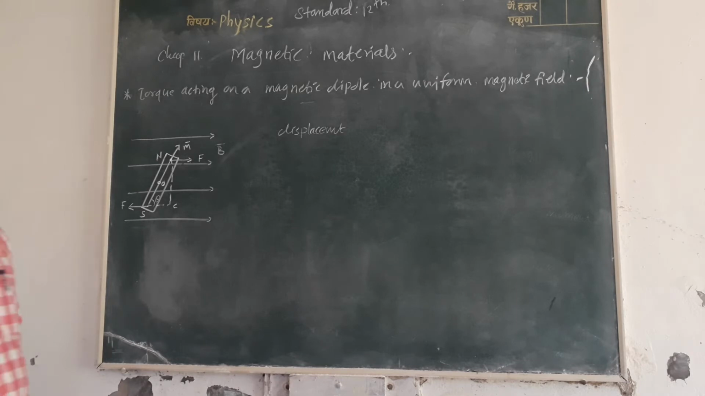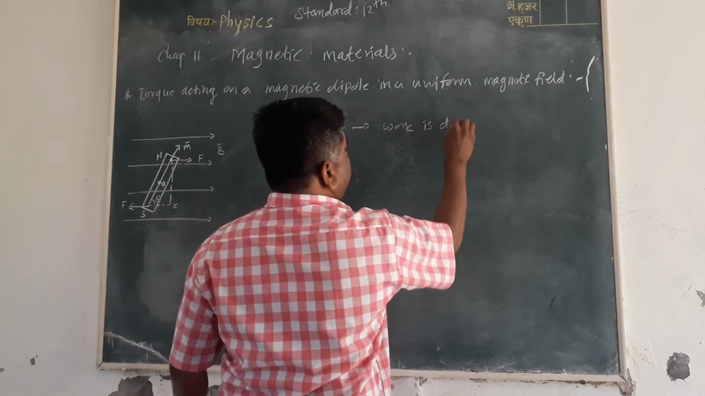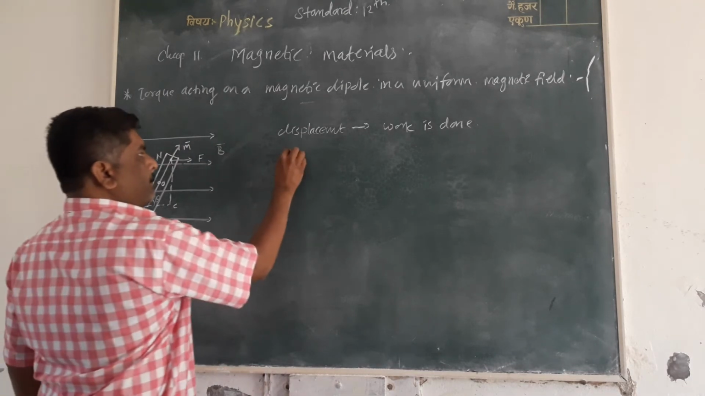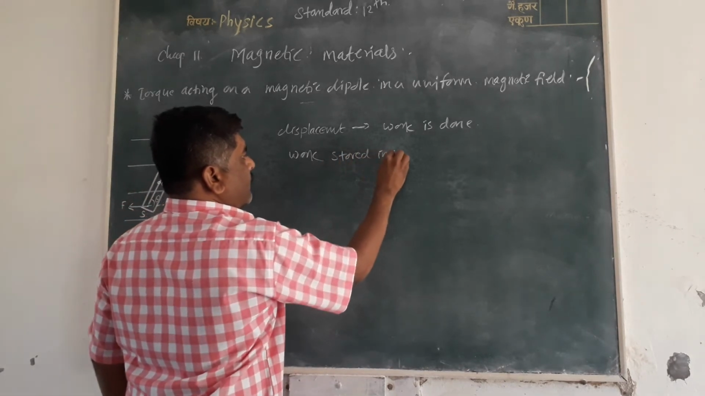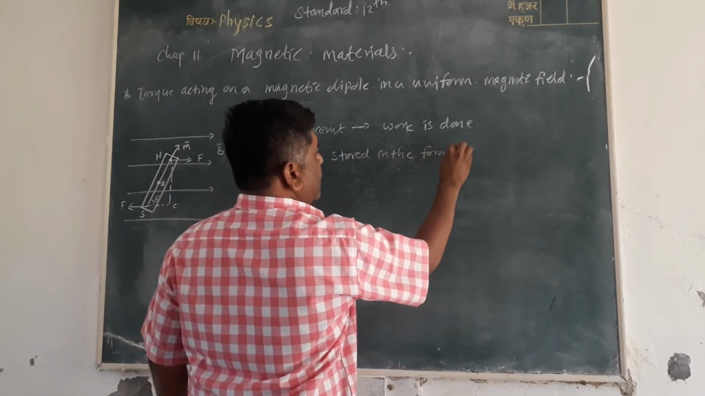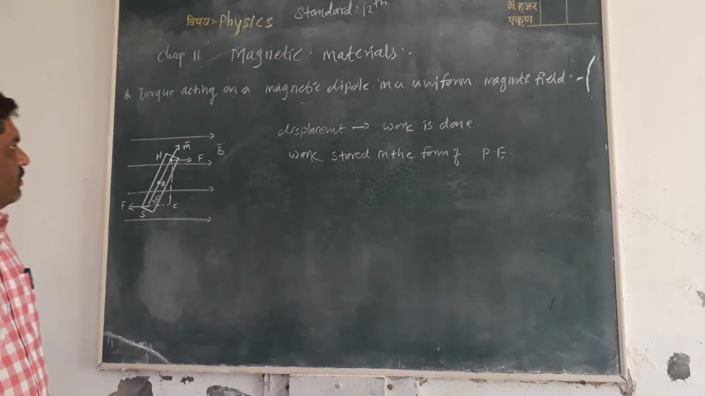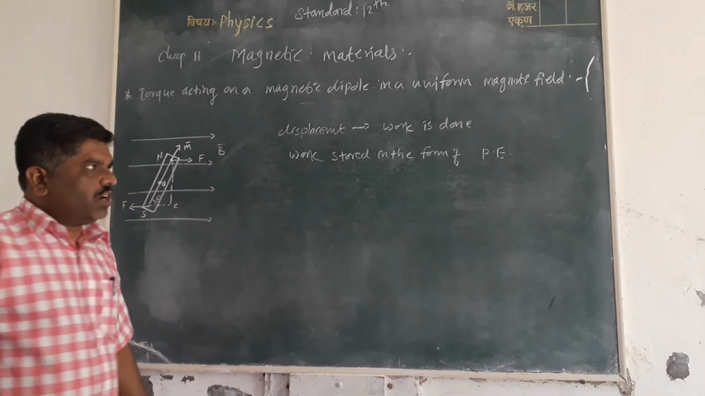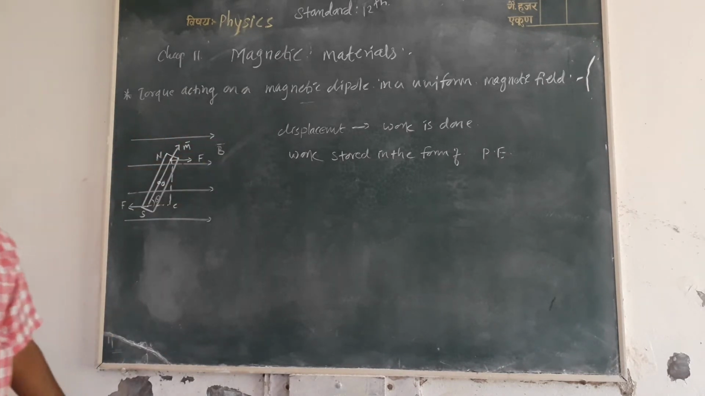And due to displacement work is done, and this work done is stored in the form of potential energy. Due to this magnetic field, the magnet rotates, and due to rotation displacement occurs and work is done, and that work done is stored in the form of energy.